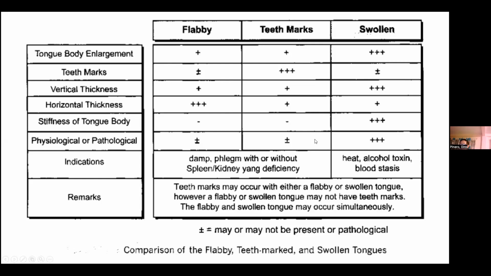So sa indication, it could be damp, phlegm with or without spleen, kidney yang deficiency. Sa swollen naman, ang tongue body enlargement is +3, while ang teeth marks may or may not be present. Ang vertical thickness is +3, horizontal thickness is present, and the stiffness of the tongue body is +3. +3 din ang physiological or pathological significance niya, while the indication niya is heat, alcohol toxin, and blood stasis.